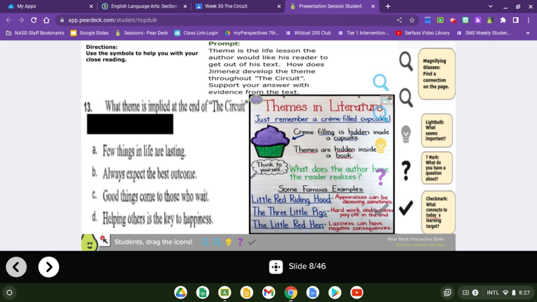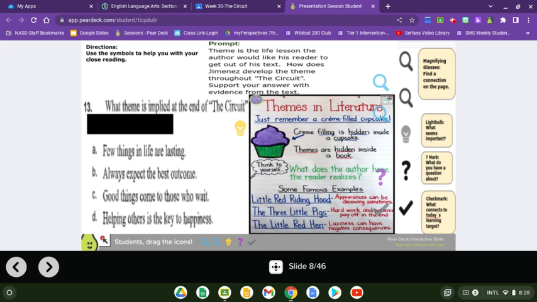What theme is implied at the end of the circuit? This is from the test that comes with this story, but let's take a moment and think through theme and the circuit now that we know a little something about the story and the background, right? What theme is implied at the end of the circuit? Is the theme going to be A, few things in life are lasting? B, always expect the best outcome? C, good things come to those who wait? Or D, helping others is the key to happiness? Please drag the light bulb to the answer that you think is most likely, even knowing we only read the first part of the story. Okay.